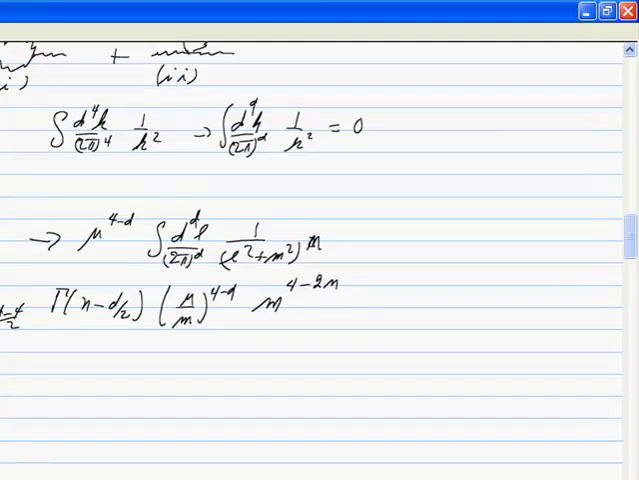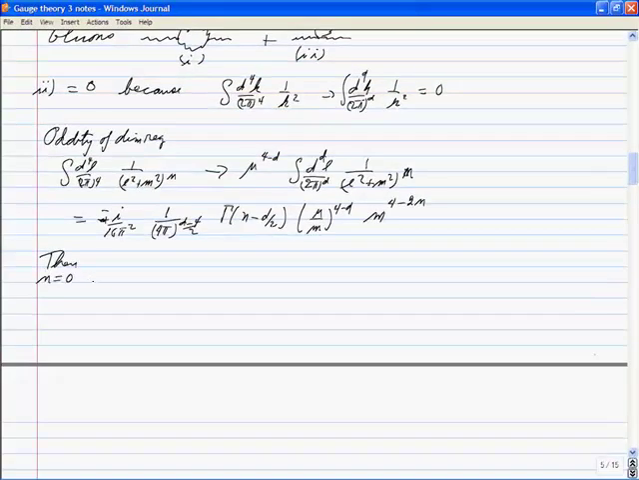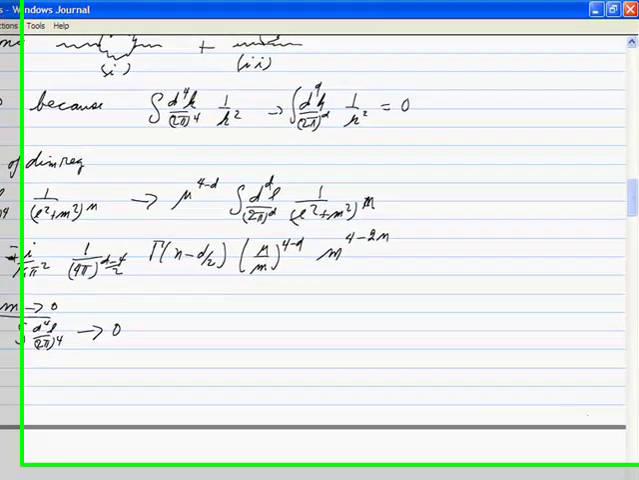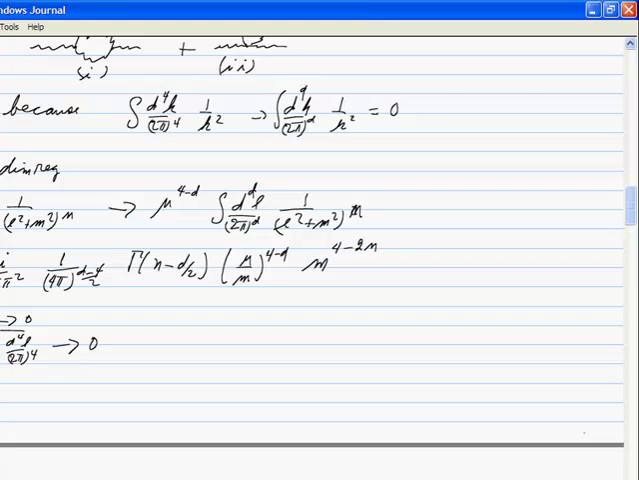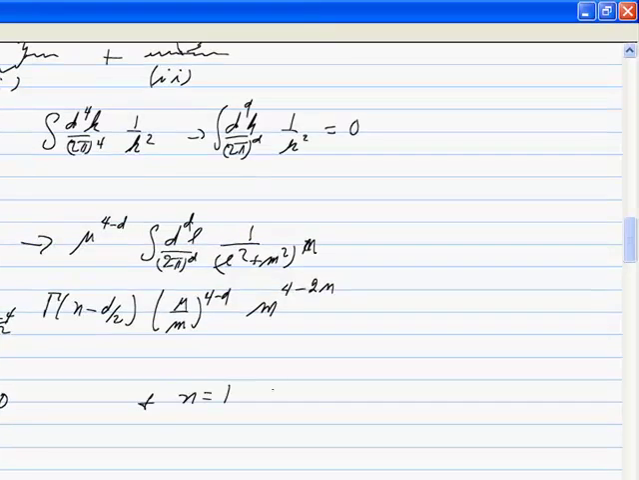But then for n equals 0, I take m goes to 0 to get the massless integrals. The integral d4L over 2 pi to the 4th goes to 0 because of this m factor. And for n equals 1, the integral d4L over 2 pi to the 4th of 1 over L squared goes to 0.